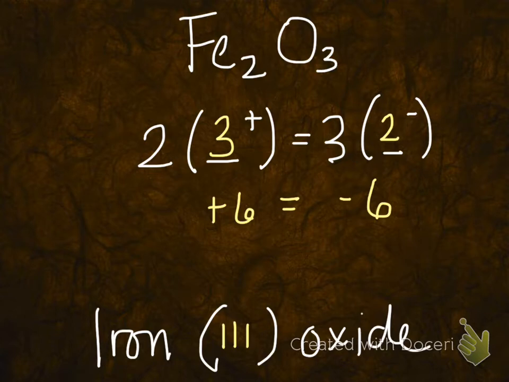Interestingly enough, iron(I) oxide, iron(II) oxide, and iron(III) oxide all have remarkably different characteristics. So it is really important to distinguish which ion we're looking at. Now, let's talk about how you would get to this point if you were using the older crisscross method.